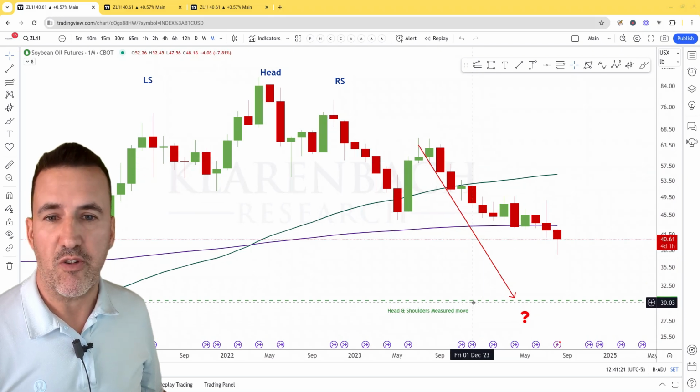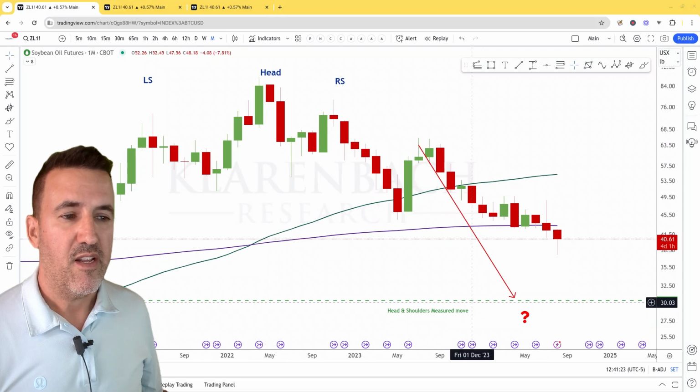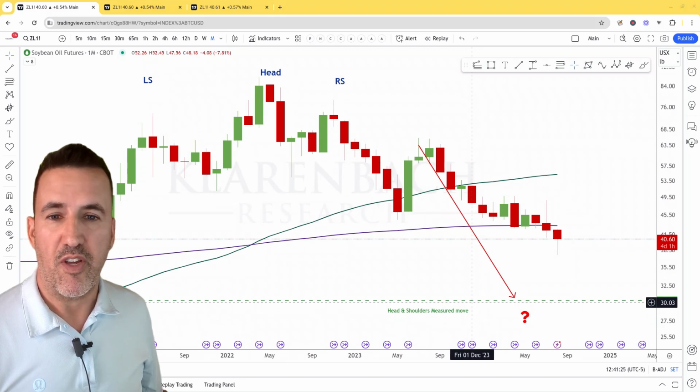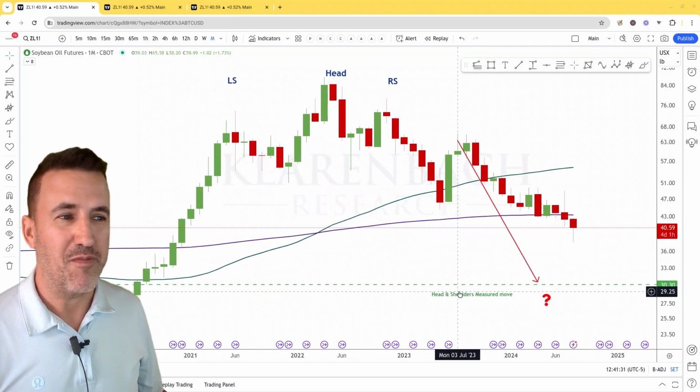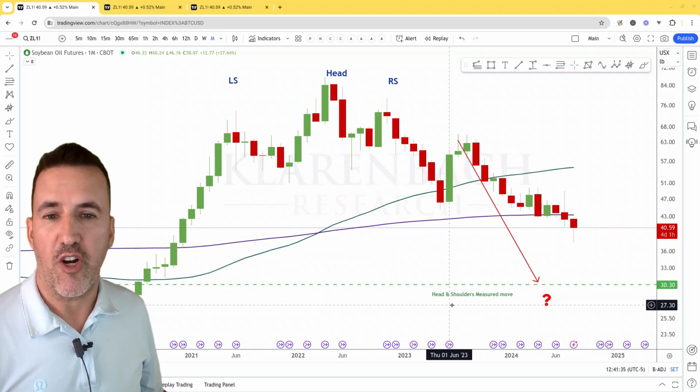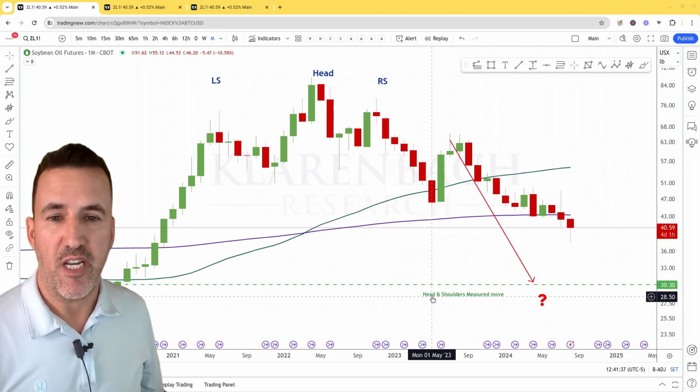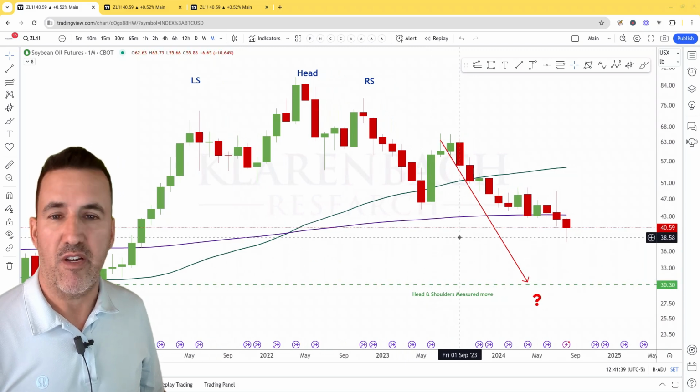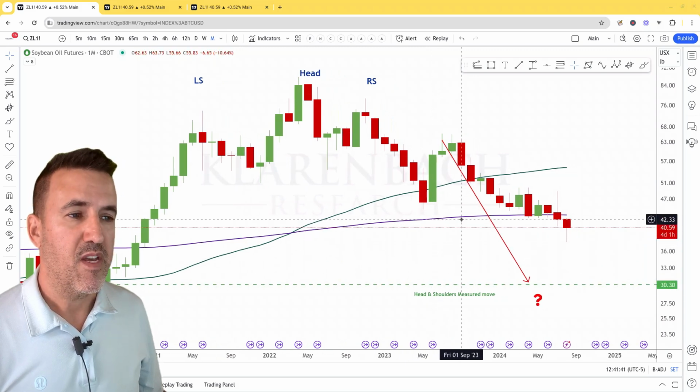This is called the head and shoulders measured move, and we anticipate the price will get there at some point in the near future. But the near future could be weeks, could be months, could be years, but we do anticipate that price going down to that level. A strong argument could be made for even as low as 27.50, but let's keep the eye on 30.30 in the meantime.